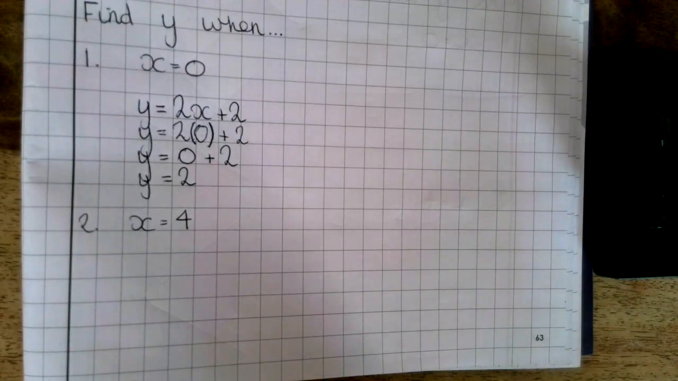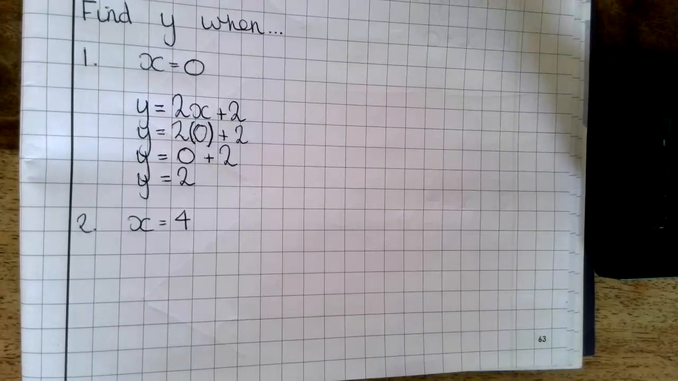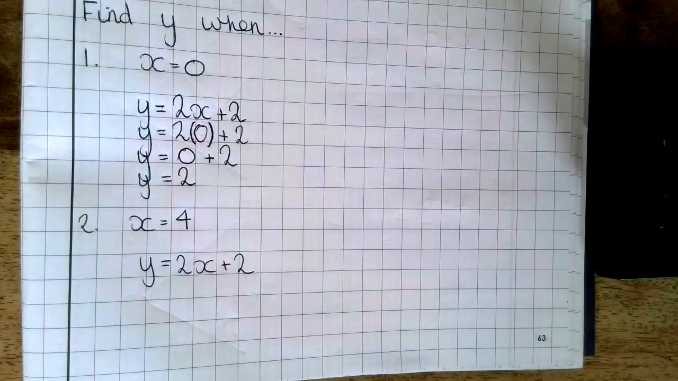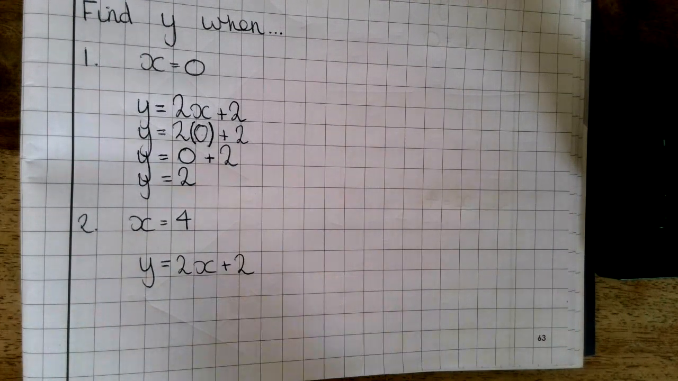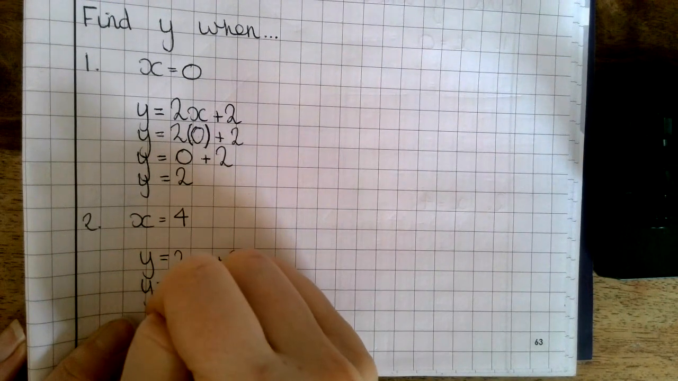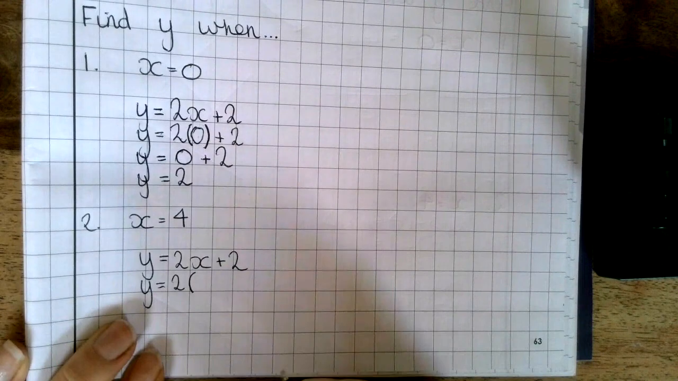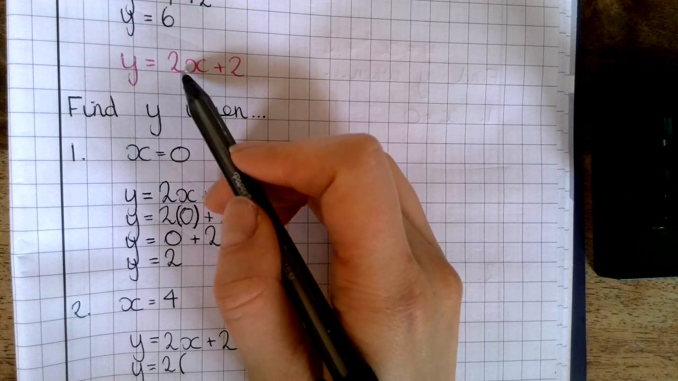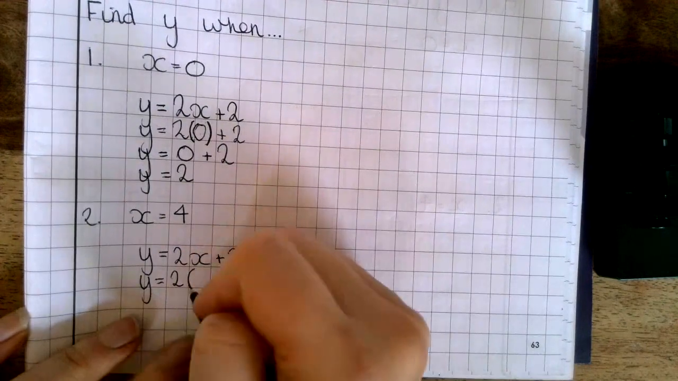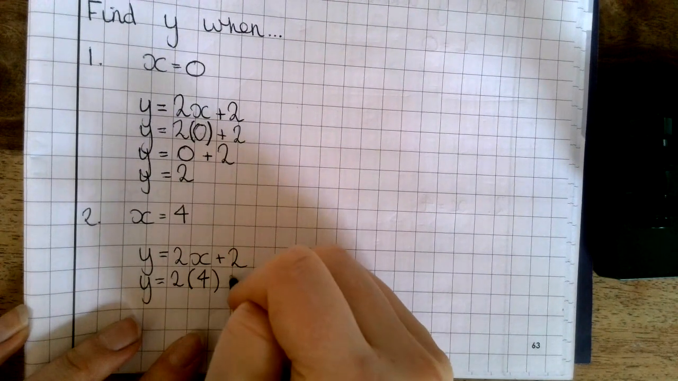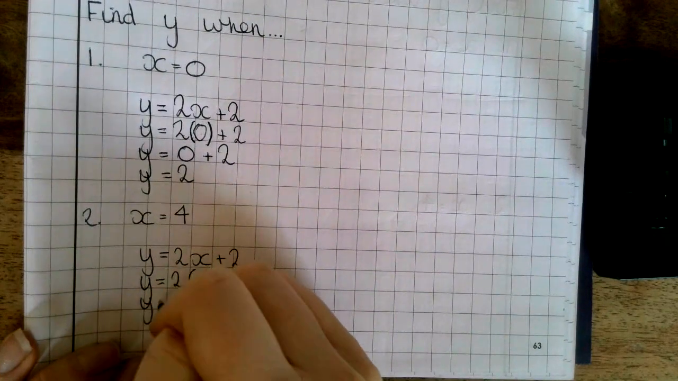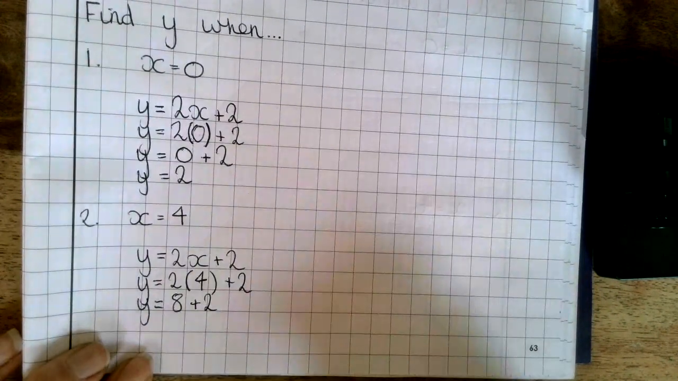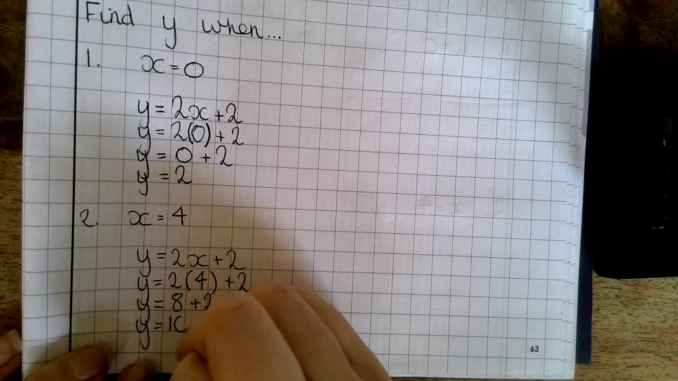We're now going to go through what happens when our x value is equal to 4. So again, writing out the equation that we're substituting into, y equals 2x plus 2. I'm going to rewrite this as y equals 2, and then inside a bracket, because I've got an x coefficient greater than 1, I'm going to be multiplying my x value by 2. So I'm going to write my x value in a bracket. y equals 2 times 4, which is 8, plus 2. So y is equal to 10.